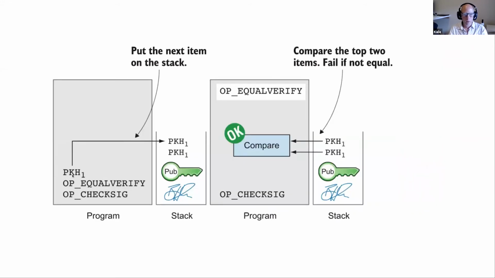And then we encounter the next item here, which is just data. It happens to be a public key hash, which it puts on top of the stack. And then we have the next item, which is op equal verify. And it will take the top 2 items from the stack and compare them. And if they compare, all is good. If they compare, this operator succeeds. If they don't compare, this operator will fail.